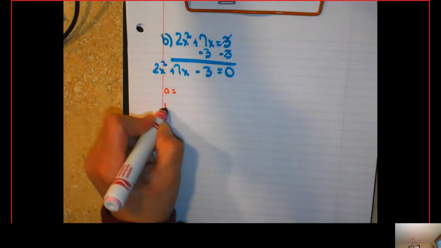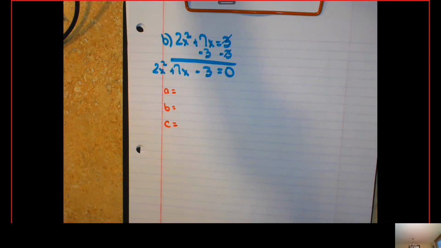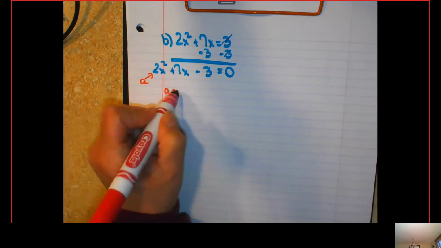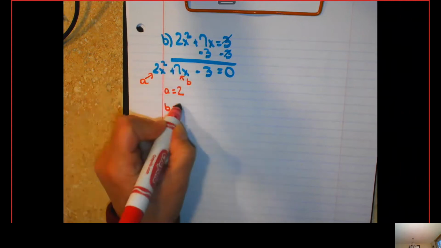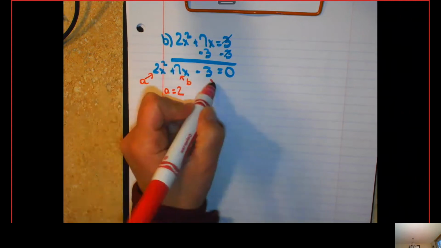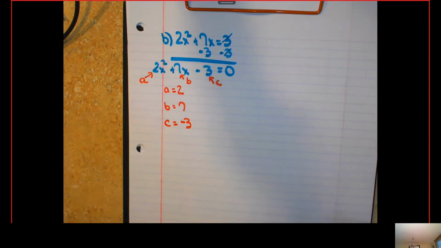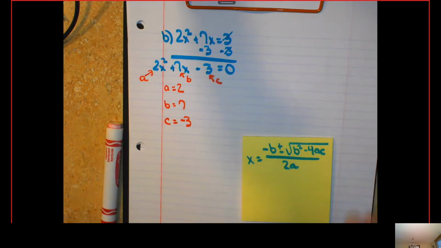So I'm going to write my A, my B, and my C value. And you don't need to point these out. I'm just doing it because it's the notes. This is our A value in front of the x squared. That's your 2. This is your B value attached to the x. That's your 7. And your C value is at the end. That's your negative 3. So now I'm going to go ahead and use my formula and plug in my numbers.